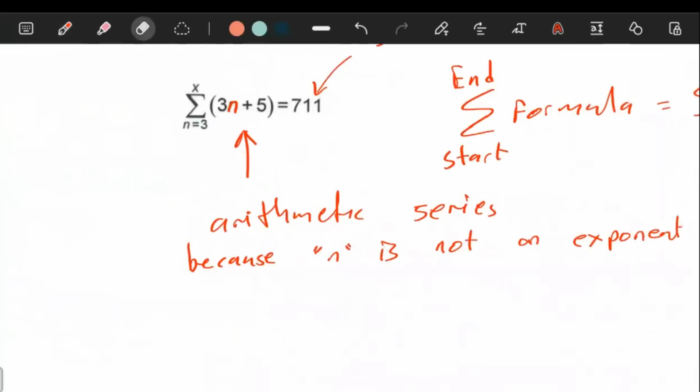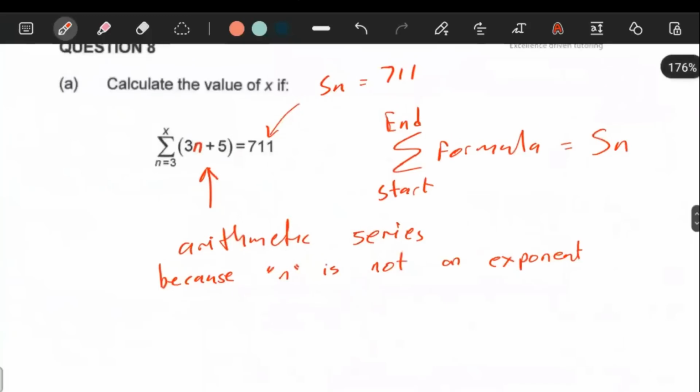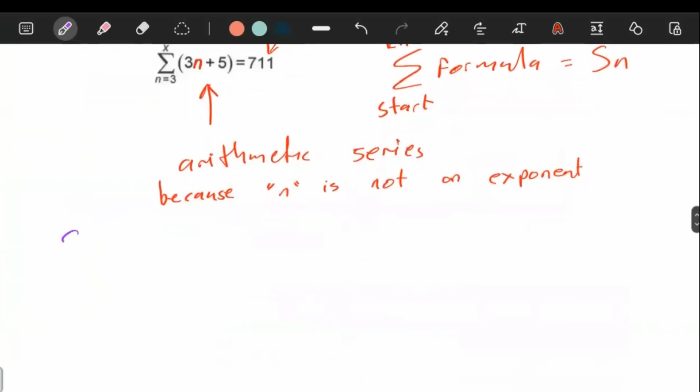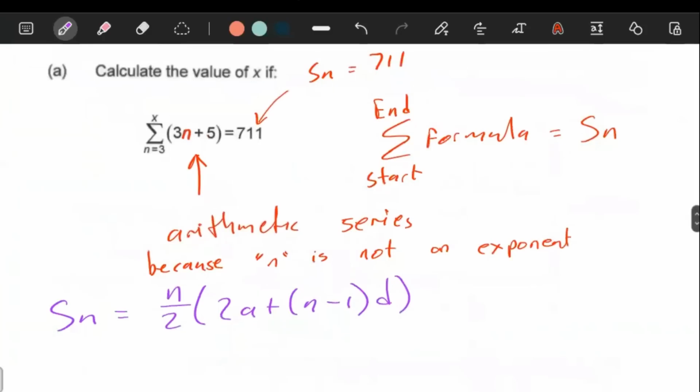So this being done, what we know is we're dealing with an Sn formula where this is the formula to generate the sequence. You're starting to add up values from term number 3, and you're ending up there. In a situation like this, firstly, because it's arithmetic, you write out your Sn formula: n over 2, times 2a plus (n minus 1) d. Here is where you need to be careful.